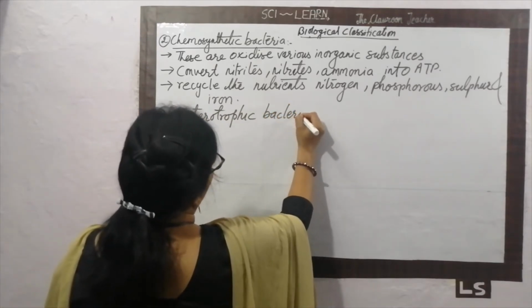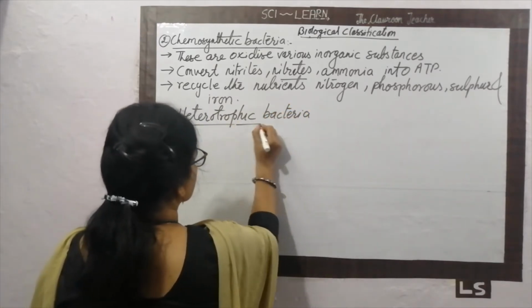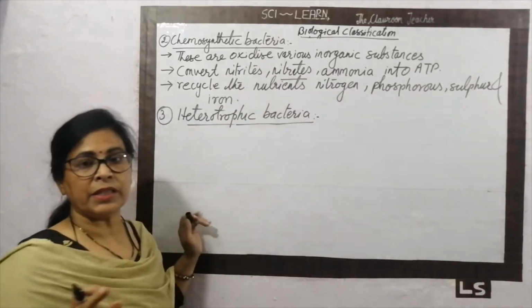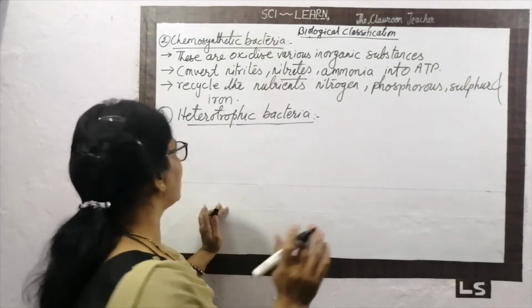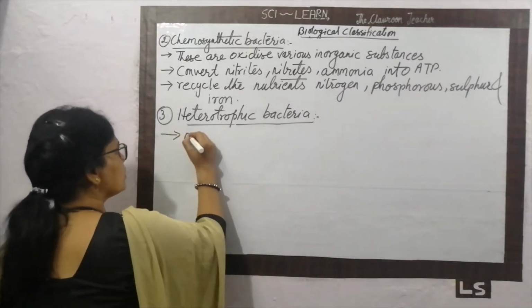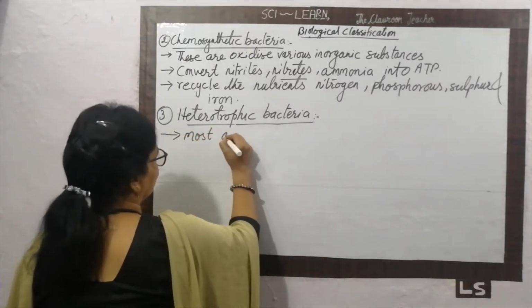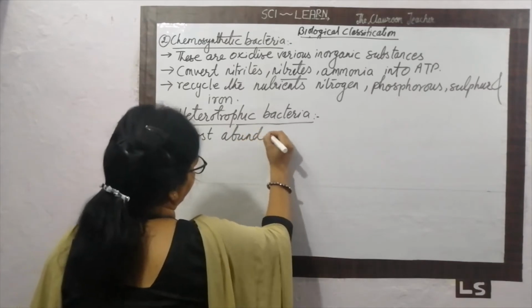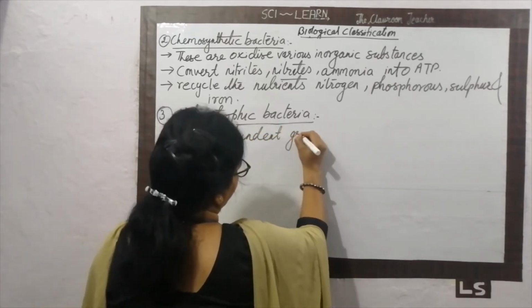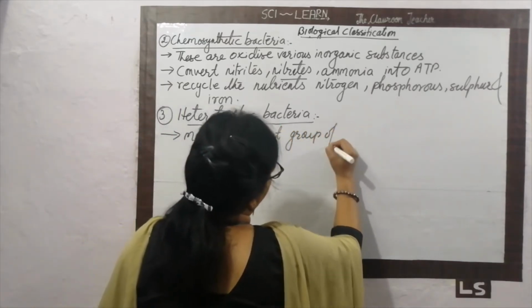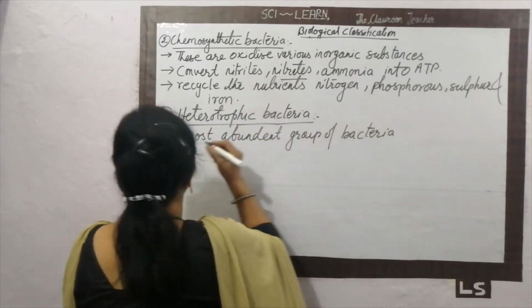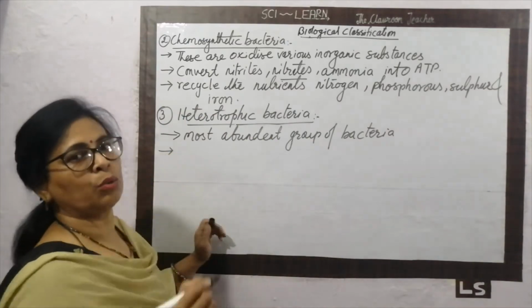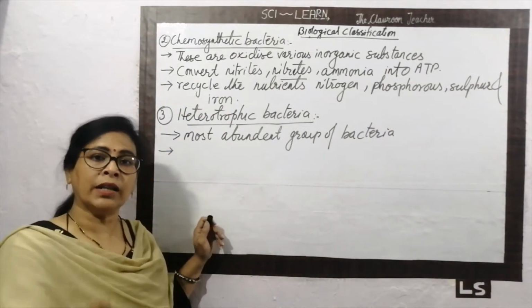Heterotrophic bacteria. Heterotrophic means they depend on other organisms for their food. This is the most abundant group of bacteria. A large number of bacteria are placed in this group only, that depend on other organisms.